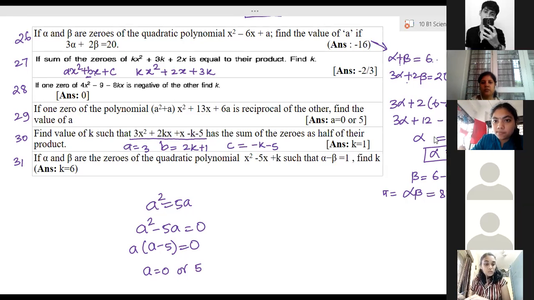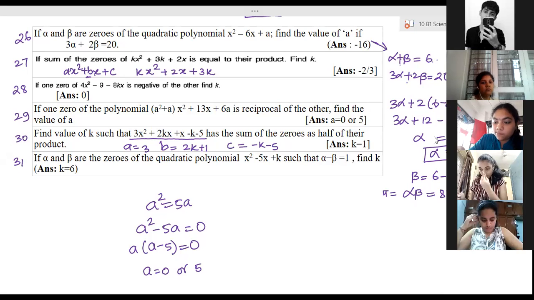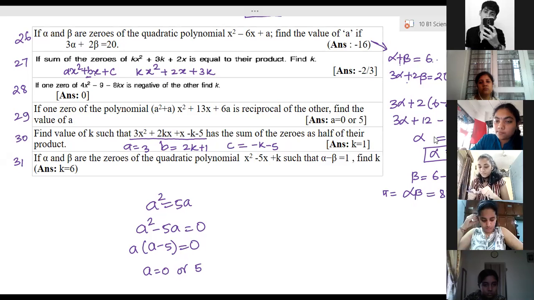Ma'am, 30th question, I'm getting K as 5 by 3. Ma'am, I did alpha plus beta is equal to alpha beta by 2. Yes, right. So I got minus 2k divided by 3. From where did you get minus 2k by 3? What is the b value? Minus b by a, ma'am. Yeah, minus b by a. Minus b value is 2k. Check. Okay, ma'am.